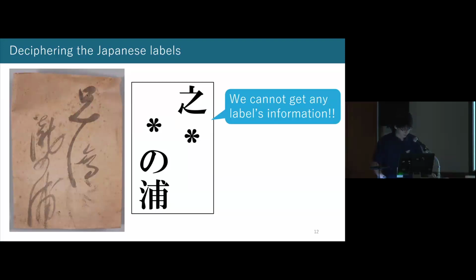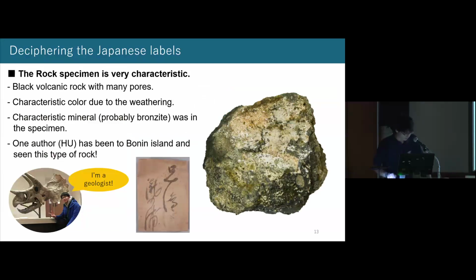However, firstly, we cannot read this cursive script. It's extremely cursive. If forced to recognize it, I could read it like this, but I have no confidence at all. So at this level, I turn my attention to the specimen itself. Actually, I'm a geologist, so I have seen this type of rock. This has many pores with weathering yellowish minerals. So I realized this type is rock.